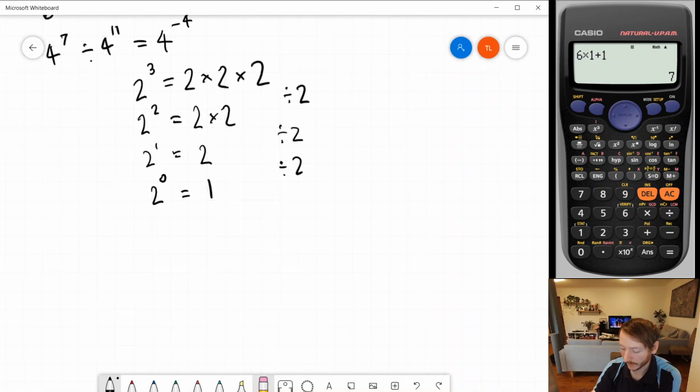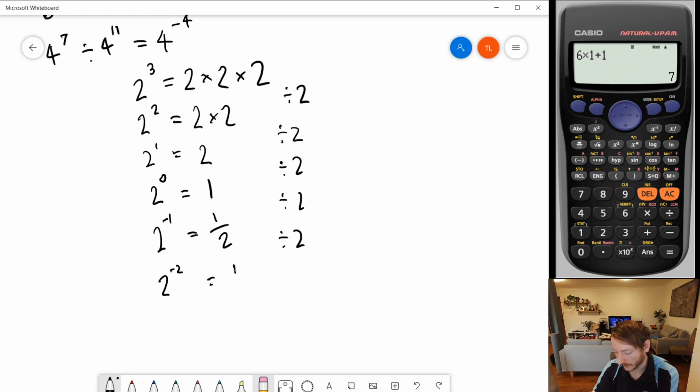Let's say I was to keep going this time. 2 to the power of negative 1. Well, let's divide by 2 again. So I get 1 divided by 2, or half. 2 to the power of negative 2. I'm going to divide by 2 again, because that's the pattern, that's how we descend. 1 over, well, what's half divided by 2? It actually gets us a quarter. 2 to the power of negative 3. I'll divide that by 2 and I get 1/8.